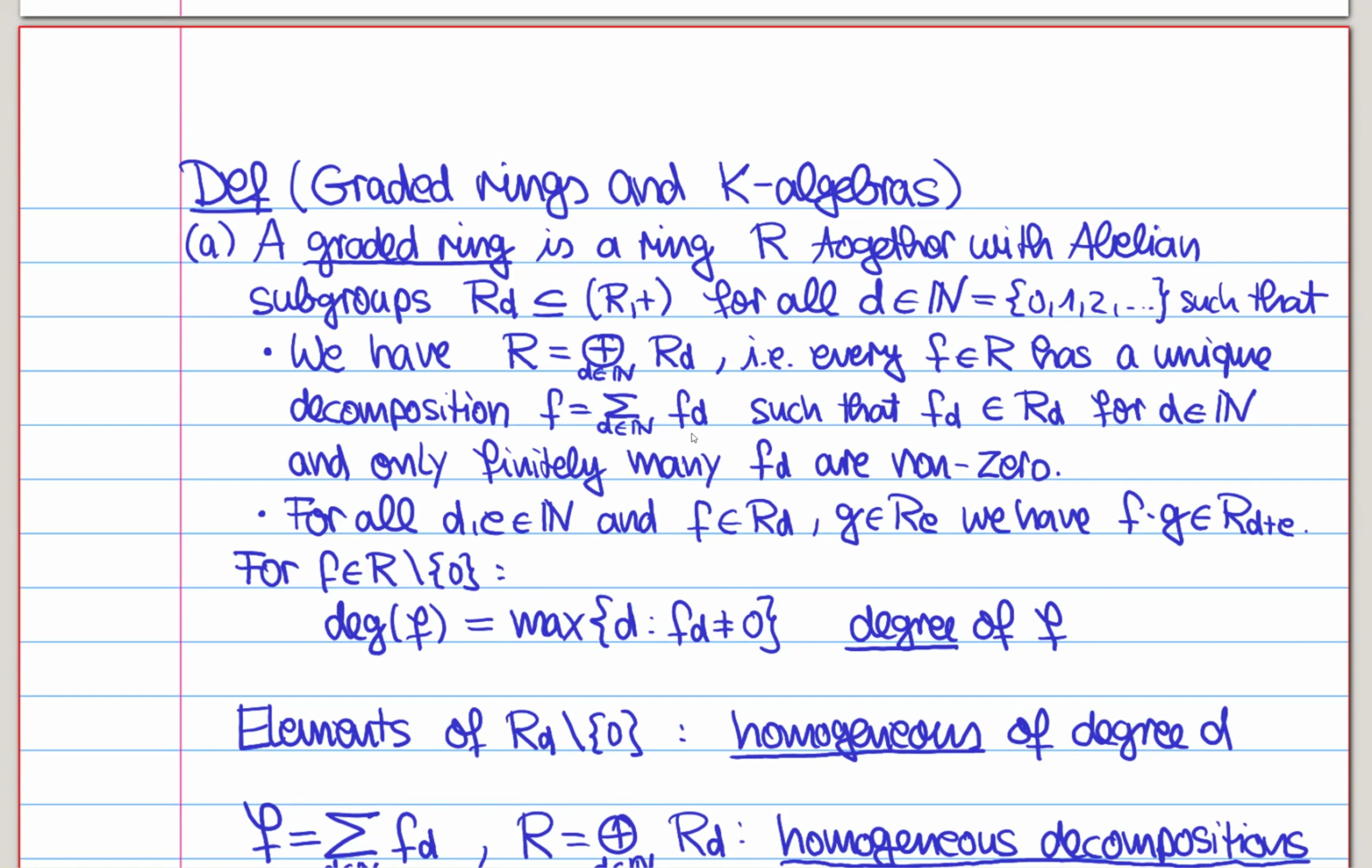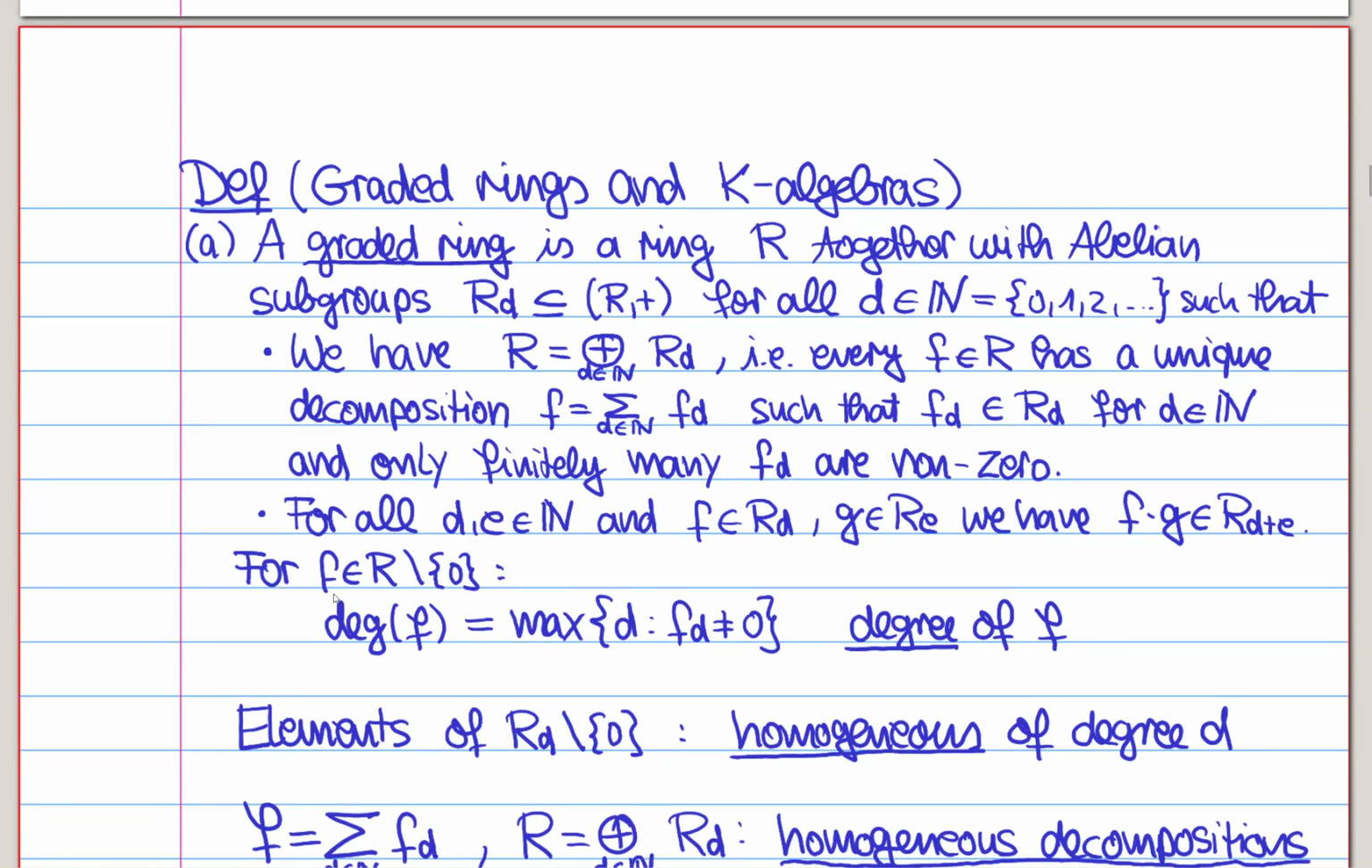And the second condition is, now we have something with the multiplicative structure of R, namely, if you have f in R_D and g in R_E, then the product f times g is in R_(D+E). And then this is the end of the definition.